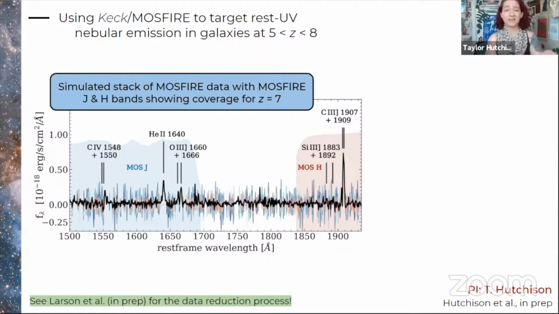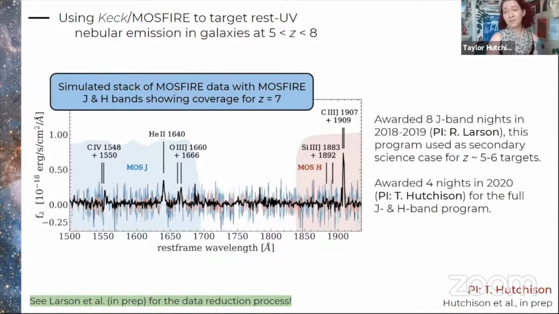It is important to note that a lot of these lines might be really faint, but even upper limits can provide really useful constraints when comparing to modeling. For this work, we were awarded 8 J-band nights in 2018 to 2019 by work led by Rebecca Larson, which you've already heard about. This program was a secondary science case for it, so we targeted redshift 5 to 6 sources. And for this J and H-band program, we were awarded 4 nights in 2020. We're still working through all the data and processing. Shout out to Rebecca Larson for an amazing job with the data reduction, and stay tuned for that awesome work.